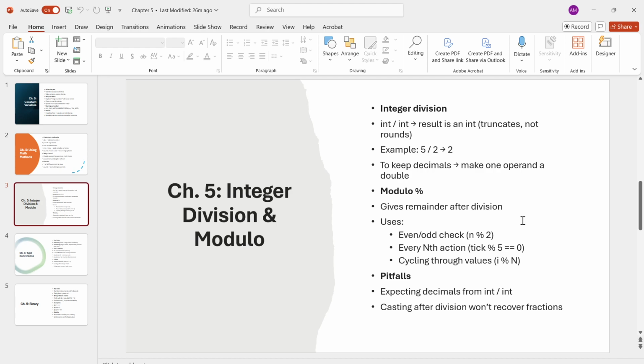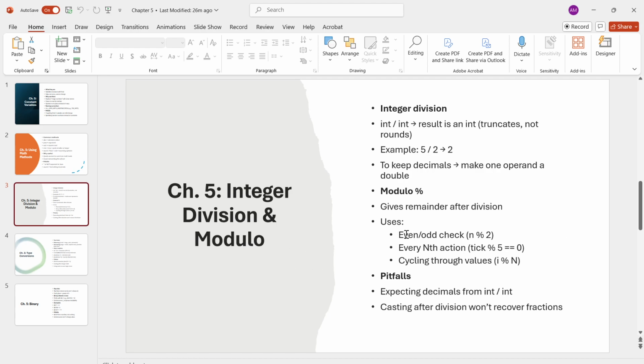And 10 modulo 2 is 0, which is no remainder. So think of modulo as a great tool for patterns, like even or odd checks, or every nth time, or cycling through a small set of states.